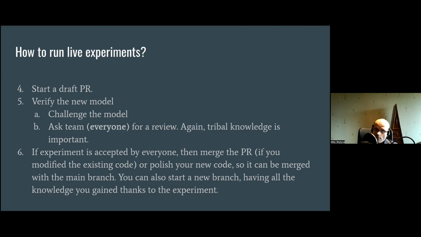And then you start a draft pull request. If you don't follow any kind of pull requests, if you don't need to do that, then maybe you can use feature toggles, not feature branches, something like that. Anyway, it's important that you isolate your experiment. Then you verify the new model. And it's exactly the same as in the initial experiment. You challenge the model and ask everyone for a review. Again, it's all about sharing the tribal knowledge about the changes you're introducing.